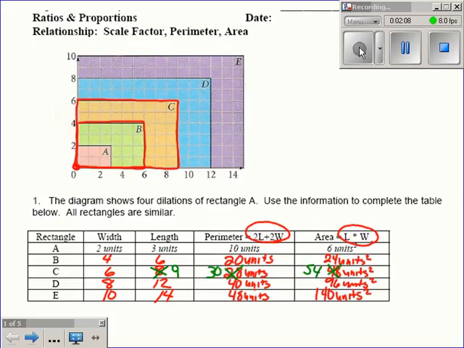Let's see. Next one is 12. Probably the last one here, I probably messed up on this one. This is probably also 15. Let's go with D is 8, 12, 40, 96. And then E is going to be 10, 15, 50, and then let's see, 150, something like that. Is that where we're at? 10, 15, 50, and 150.